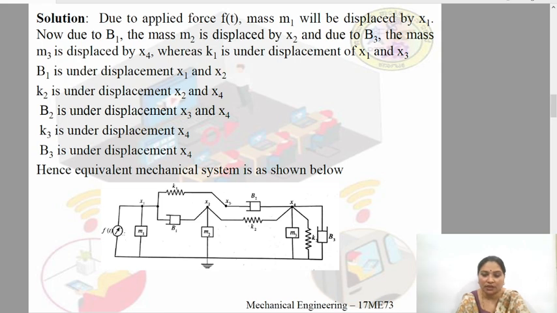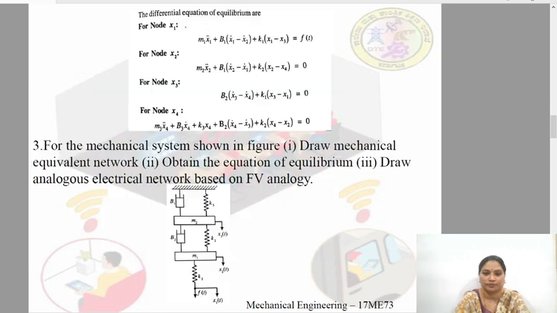So therefore the mass M3, the spring K3 and the damper B3 are connected to x4 only. So therefore the equivalent mechanical system is written after analyzing the displacements in the above figure as shown. Now writing the differential equations for the equilibrium system. So there are four nodes.